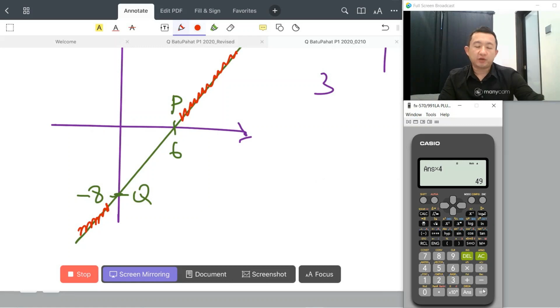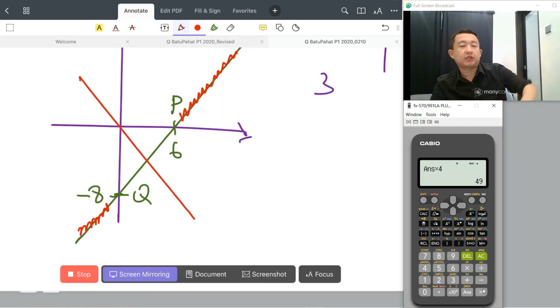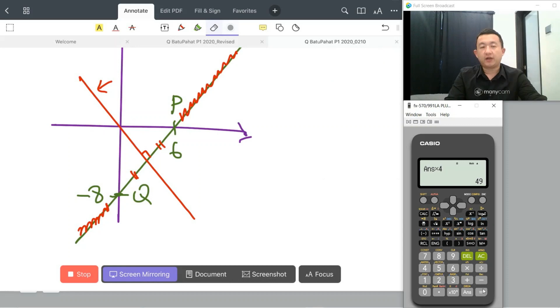So let's say we want to find the perpendicular bisector. You have another line that cuts PQ into equal parts. Left side and right side have the same dimension, and it also forms a 90 degree angle. So we are looking for the equation of this red line. To find the equation, you need to have the gradient, right? Can we have the gradient?